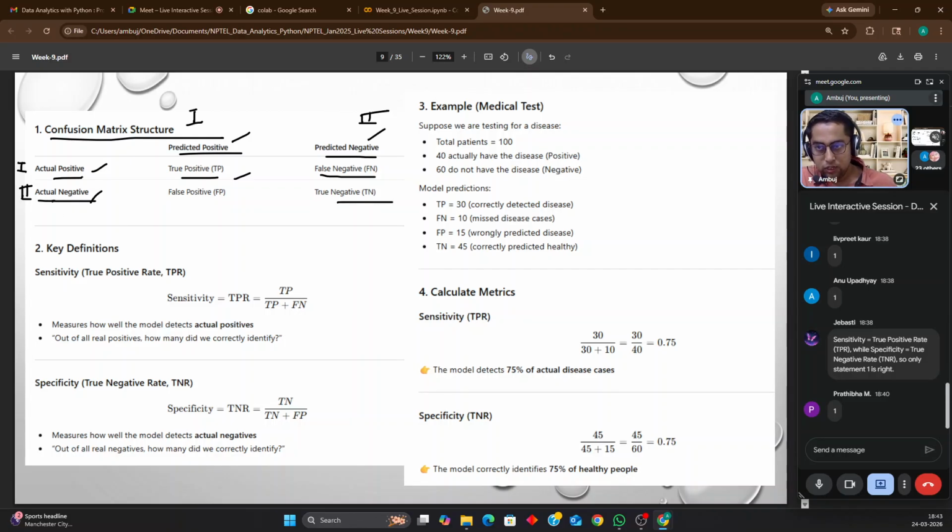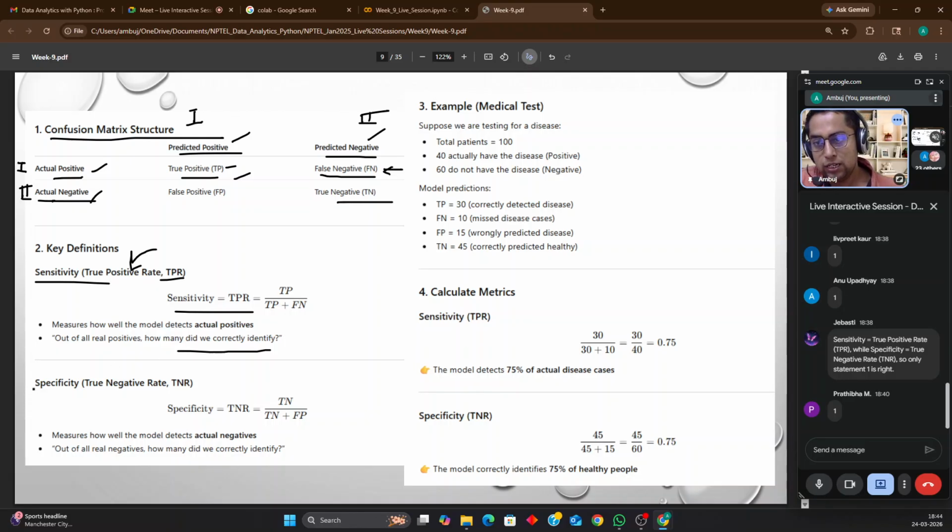Sensitivity will be your true positive rate, TPR. That will be true positive divided by true positive plus false negative. This particular one will be your sensitivity. So it will tell us how well the model has detected the actual positives. Out of all the real positives, how many did we correctly identify?